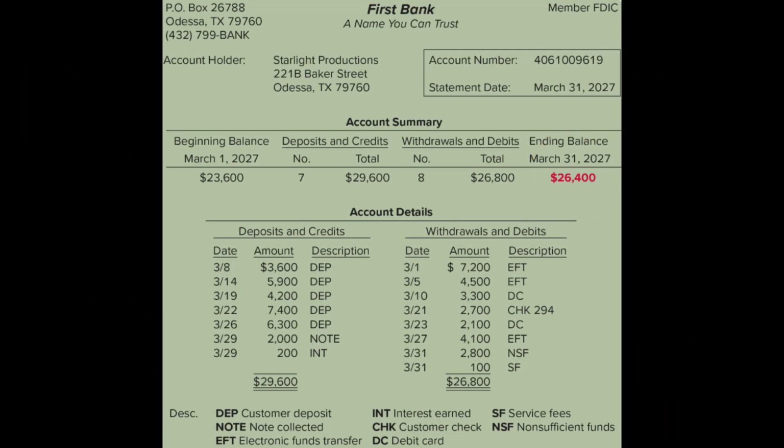Before we start, it's important to address a common point of confusion. On a bank statement, deposits are often called credits, and withdrawals are called debits. This is the opposite of how we record cash in accounting. This is due to a difference in perspective. When you deposit cash, the bank views it as an increase in its liability to you.